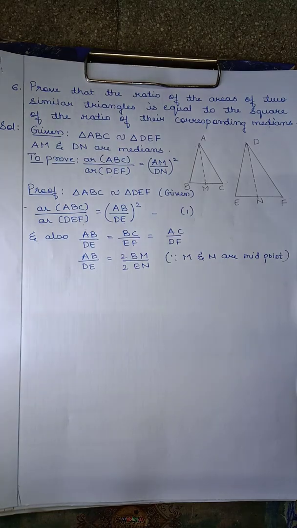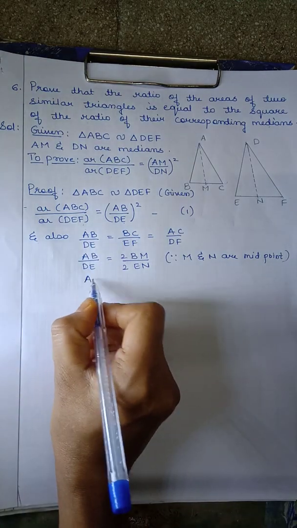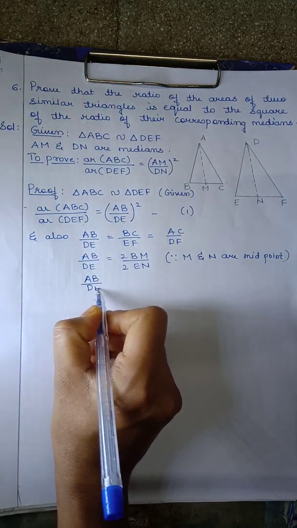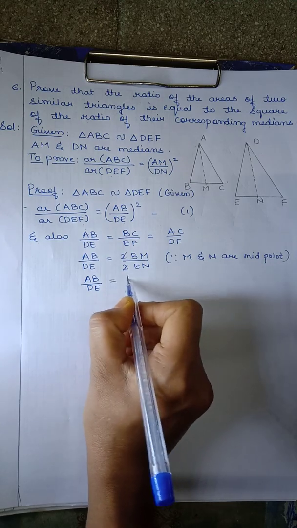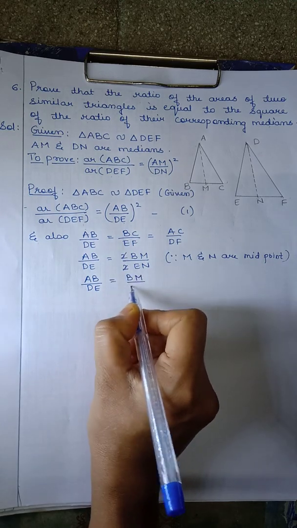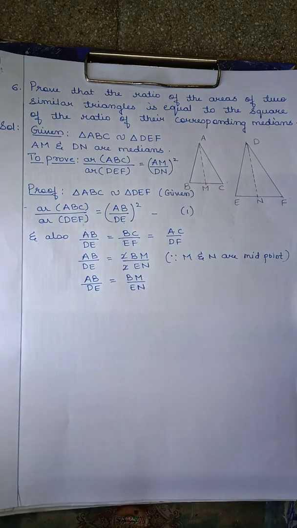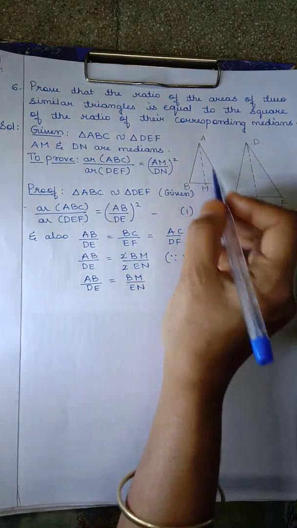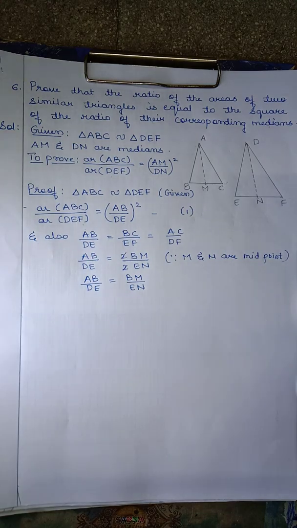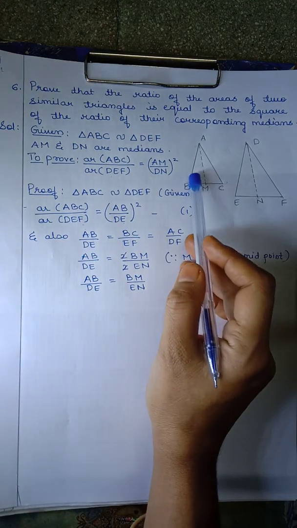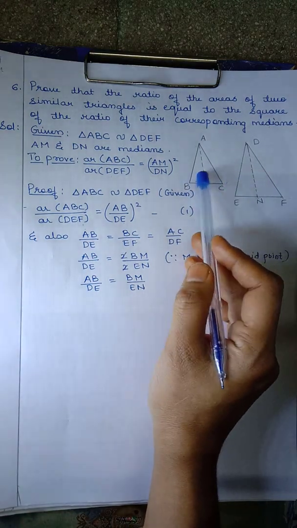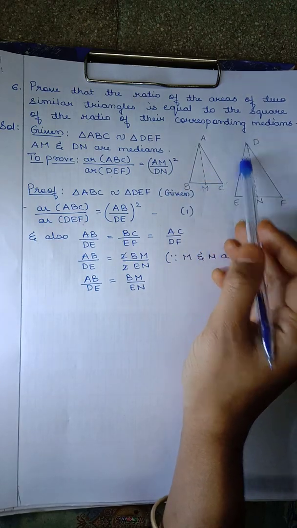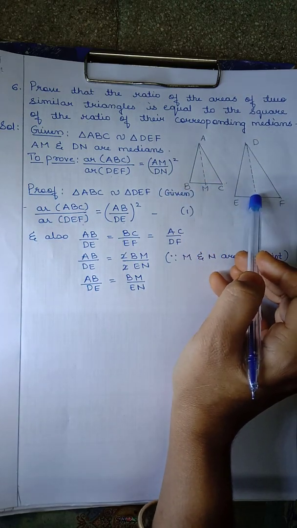Okay. Now children, we will get AB by DE, 2 will get cancelled. You will get BM by EN. Okay, we got now BM by EN. AB by DE is equal to BM by EN. Okay, now we will prove that these two triangles are similar, children. That is, triangle ABM is similar to triangle DEN.